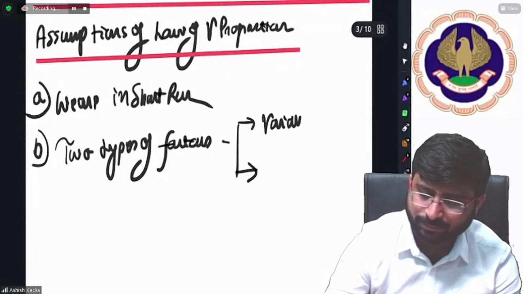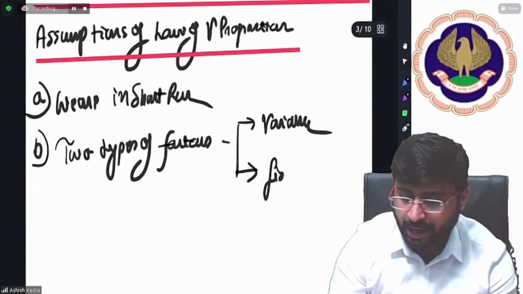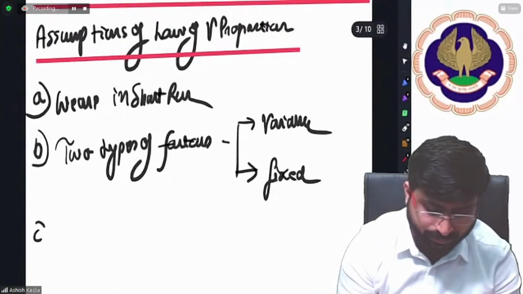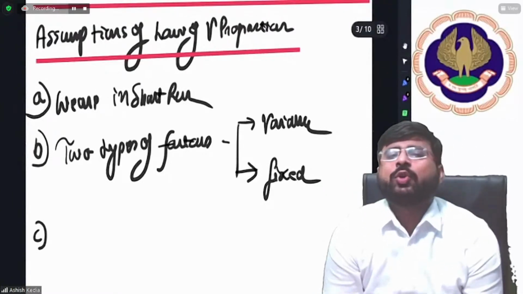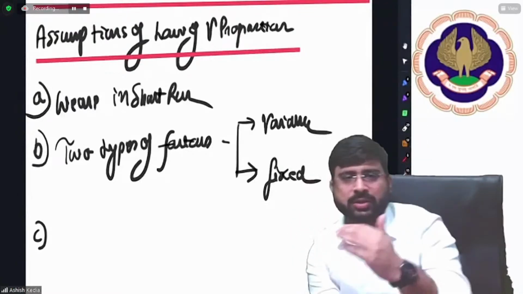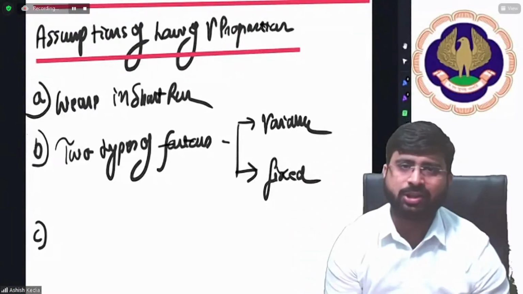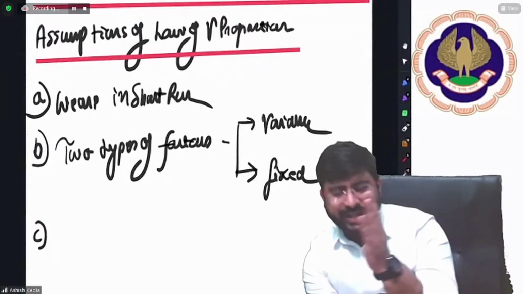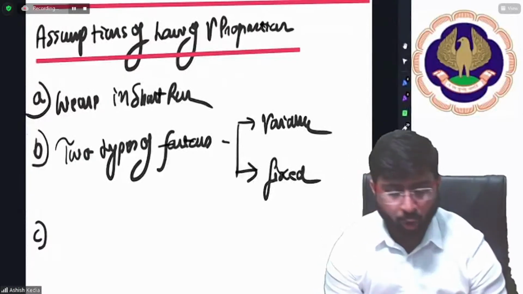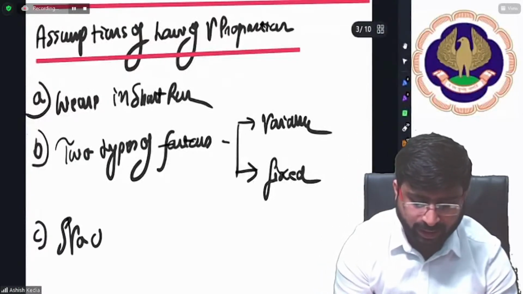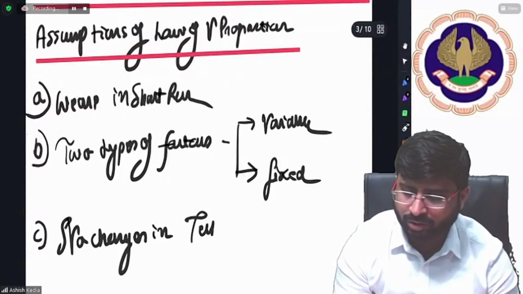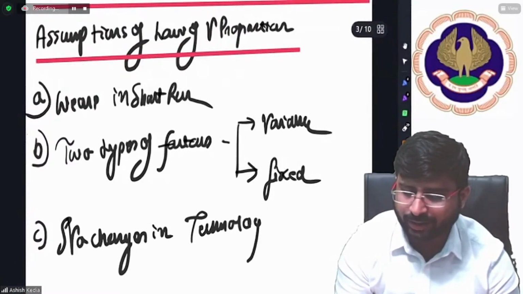Variable factor and fixed factor. Point C is very important: no new technology is coming into the picture. Because suppose if you bring in new technology, again increasing returns will start. So when we are studying this law, no new technology we are bringing into the picture. So no changes in technology while we study this law.